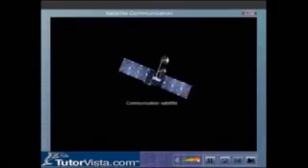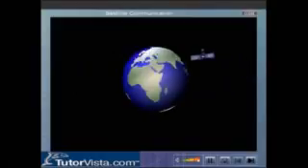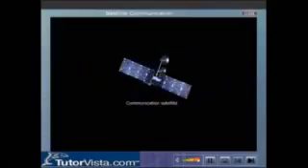Satellite communication. A satellite is an artificial body placed in an orbit around the Earth or another planet. The communication satellites relay around the world telephone and fax messages, television programs, radio signals, and so on.